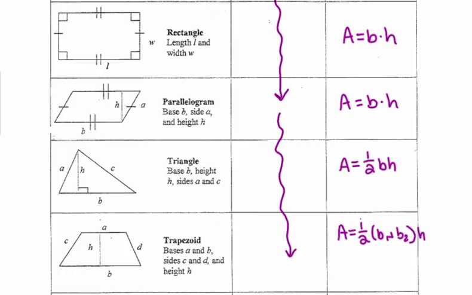Or you might think about the trapezoid as having bases of two different lengths. So in other words, we're going to average them, hence base 1 plus base 2 divided by 2, and then multiply that average base length times the height.